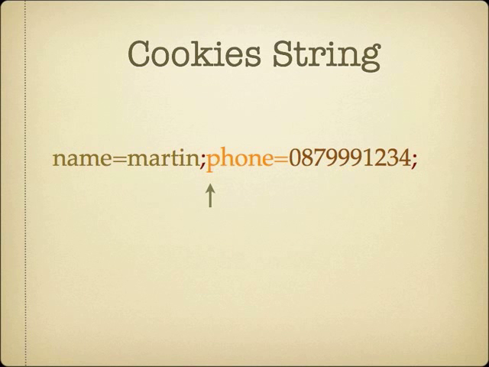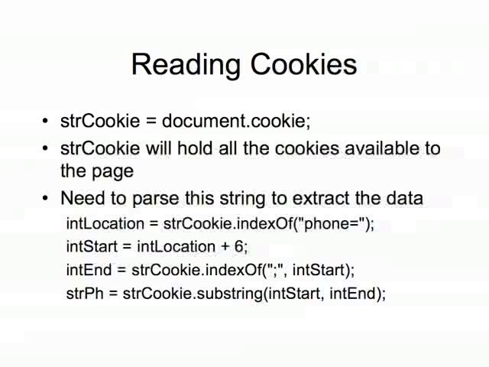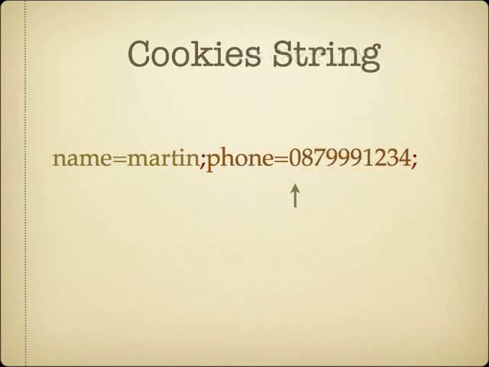But this only tells us where the phone equals string starts. The actual phone number doesn't start there. It starts further in. In fact, because phone equals is 1, 2, 3, 4, 5, 6 characters long, the number we're looking for actually starts 6 characters after this. So we'd say int start is assigned int location plus 6. So now we have the starting point of the phone number we're looking for inside in the variable int start.